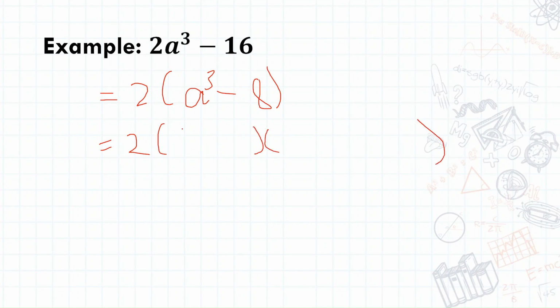The cube root of the first one is just a, and a squared. We have a minus, so same sign, different sign, always plus. The cube root of 8 is 2, and 2 squared is 4, and we multiply the a and the 2 in the middle to get 2a. And that's it.